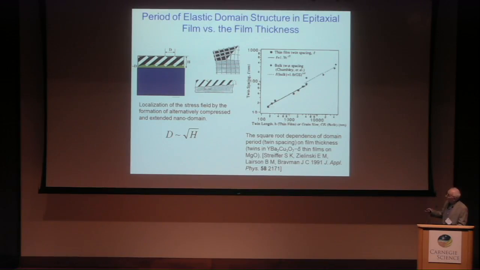You can easily show that very often the normal thickness of the film is not less than 100 nanometers. All the time you can neglect this energy completely. All energy is determined only by the energy of the bulk film. By the way, I show you one of the first observations of the dependence of the period on the thickness of the film. You see a very good square root relation.